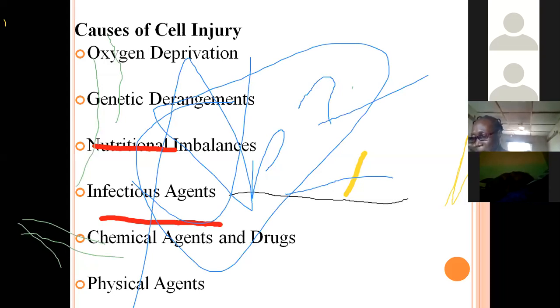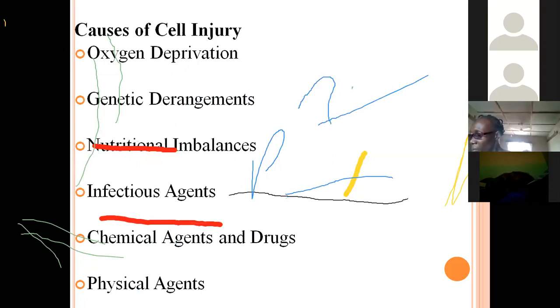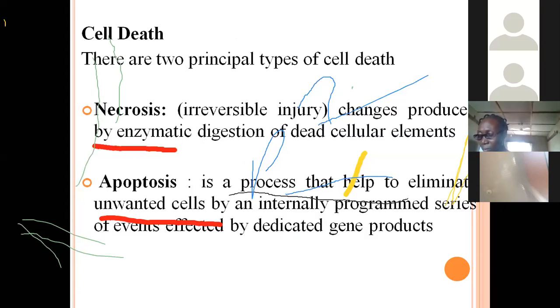We have oxygen deprivation, genetic derangement, nutritional imbalance, infectious agents, chemical agents and drugs, and physical agents. Those are the causes of cell injury. So moving on now, we'll look at cell death. And you know, I said earlier on that cell injury, if the trigger or the irritant is not removed, can result in the death of the cell.